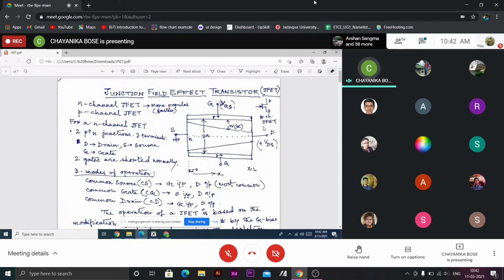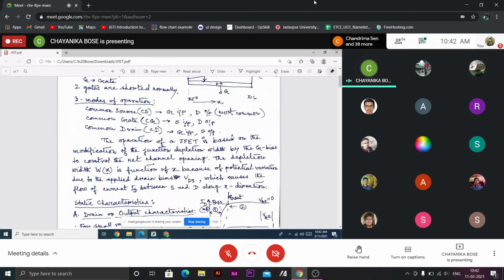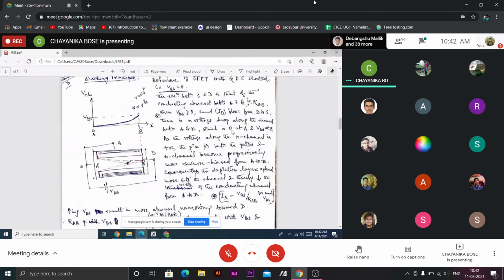Now if VDS is increased further, then what will happen? This pinched-off channel, say at point P, when VDS is Vp, then at point P the channel is pinched off. Now if we increase the drain bias further, then what will happen? Say previously it was 5 volts. 5 volts is the pinch-off voltage.